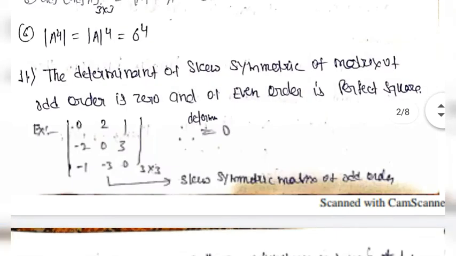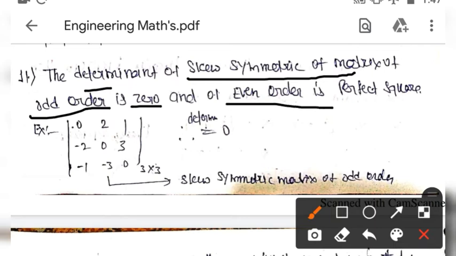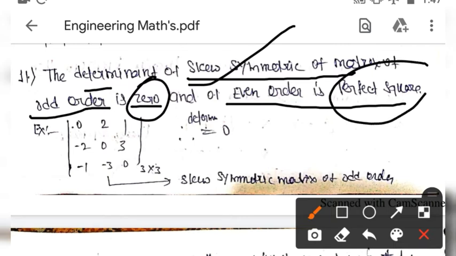The 11th property says that the determinant of a skew symmetric matrix of odd order is 0, and of even order is a perfect square. So what it is saying: the determinant of a skew symmetric matrix of odd order is 0, and for even order it is a perfect square.